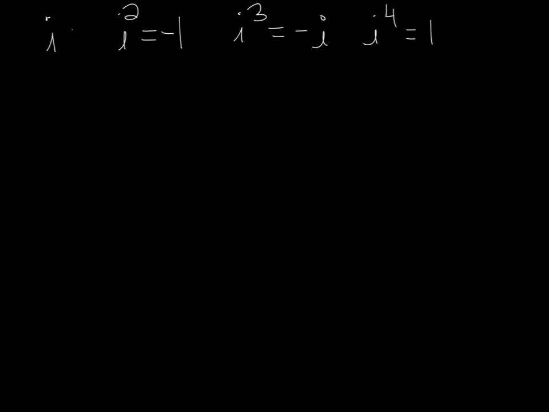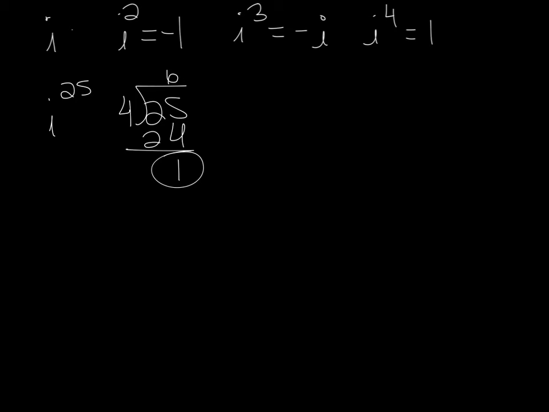Okay? I've written those first four powers again. Let's say I want to know i to the 25th power. You take the power, 25, you divide by 4. This goes 6 times, 6 times 4 is 24. You look at the remainder. It's the first power of i, so i to the 25th is the same thing as i, which is the square root of -1. Okay?